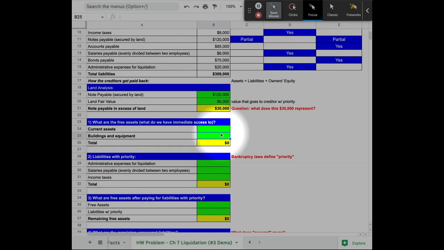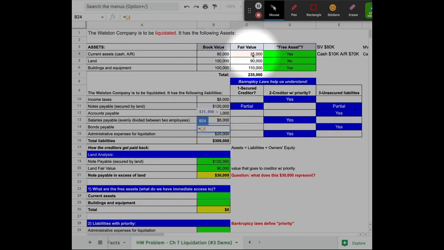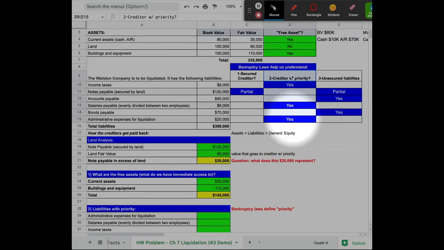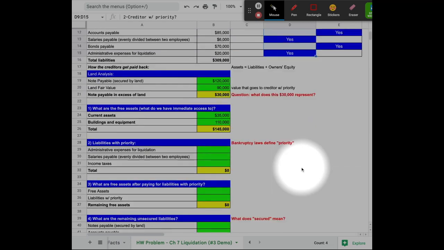So now that we've sold the land, we want to look at the free assets that we can use for the remaining creditors. I'm going to come back up here and pull in my current assets and my buildings and equipment, and I have $145,000 of free assets. Effectively, think about it this way: this is the stuff that we can just sell off, and we get $145,000 of cash with which to pay the next tier of creditors.